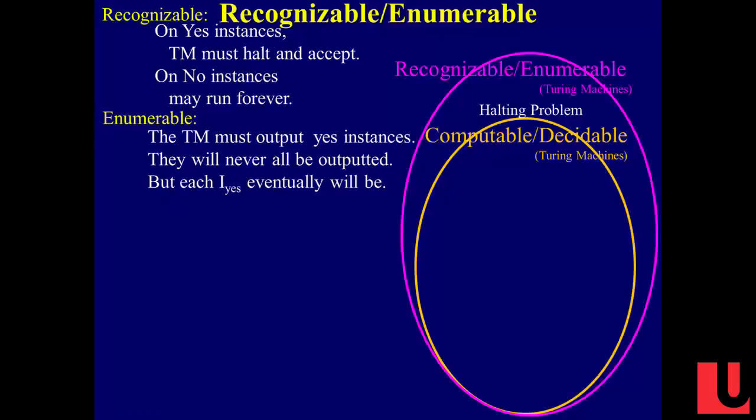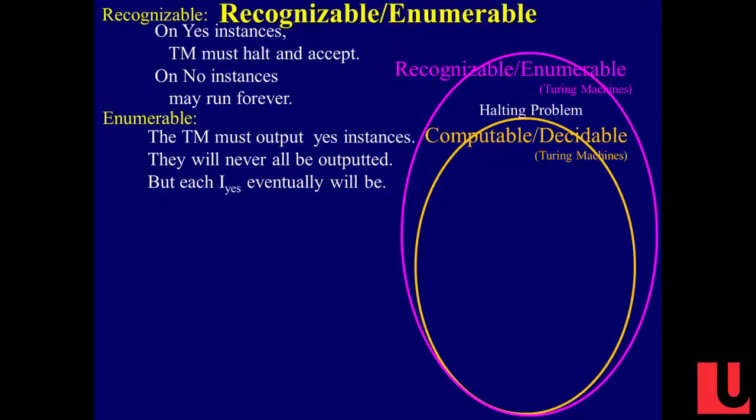So what this Turing machine does is it prints out some yes instance, and it prints out another one, and another one, and another one. And it never prints out no instances. Does it ever print out all the yes instances? No, because there are an infinite number of them. But given any particular yes instance, it eventually outputs it.